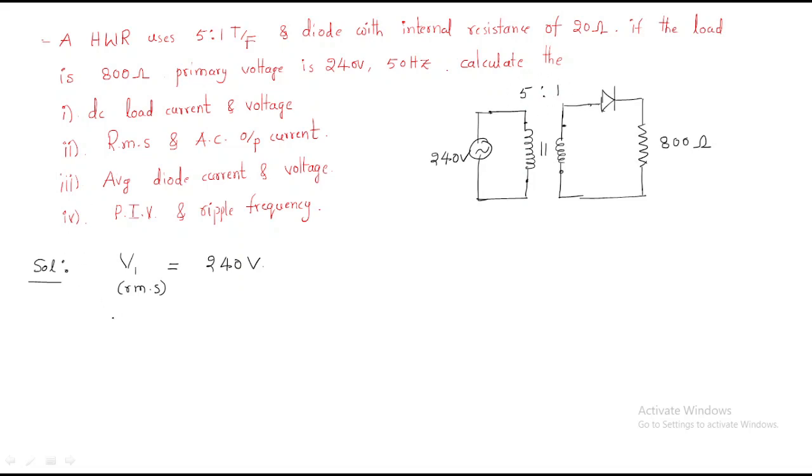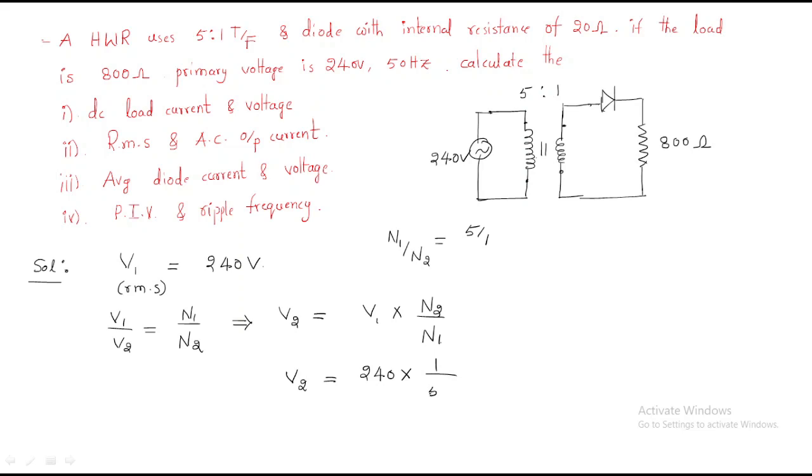The transformer ratio is V1 by V2 equal to N1 by N2. V1 is applied here, and we have to find out V2. Then V2 equals V1 into N2 by N1. The transformer ratio is already given, N1 by N2 equal to 5 by 1. So V1 equals 240, N2 equals 1, N1 equals 5.